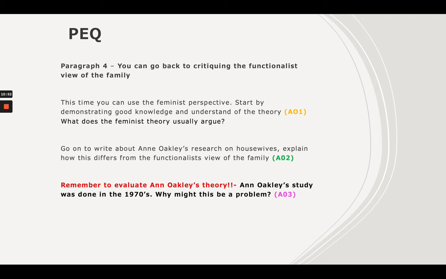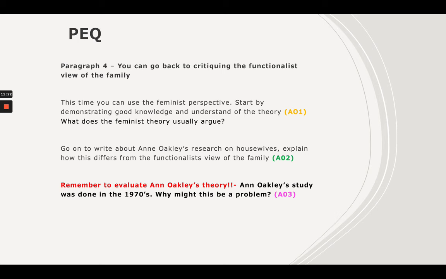Then lastly, your fourth paragraph is going to be you going back to critique the functionalist view of the family. So here you're going to now use the feminist perspective. So you could start by again demonstrating good knowledge and understanding of the theory. That is going to be your AO1. So just like you did with the Marxist paragraph and the functionalist paragraph, you would do with the feminist paragraph.